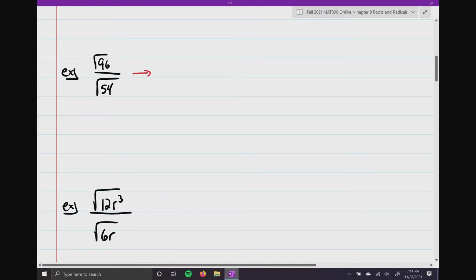Let's look at this next example. We've got the square root of 96 over the square root of 54. The square root of 96 can be rewritten as 16 times 6, and then the square root of 54 can be rewritten as 9 times 6. I know from simplifying that the square root of 16 is 4, so we get 4 square root of 6 over 3 square root of 6.